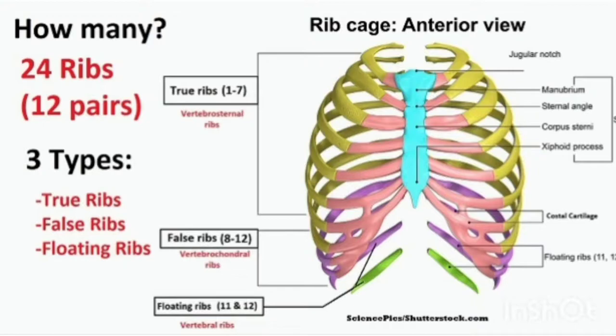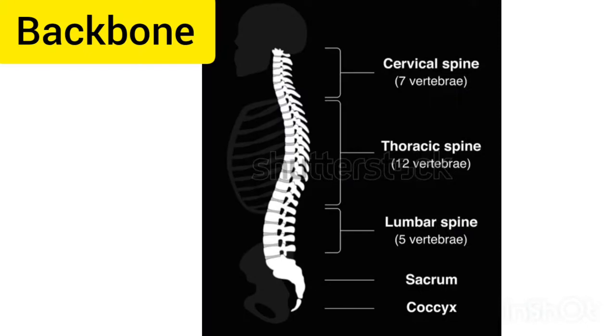Okay, then there are other parts of the rib cage. They are the jugular notch. The jugular notch is the starting of the sternum. Next comes the manubrium, then the corpus sterni, and before that the sternal angle. Then comes the xiphoid process. Okay?